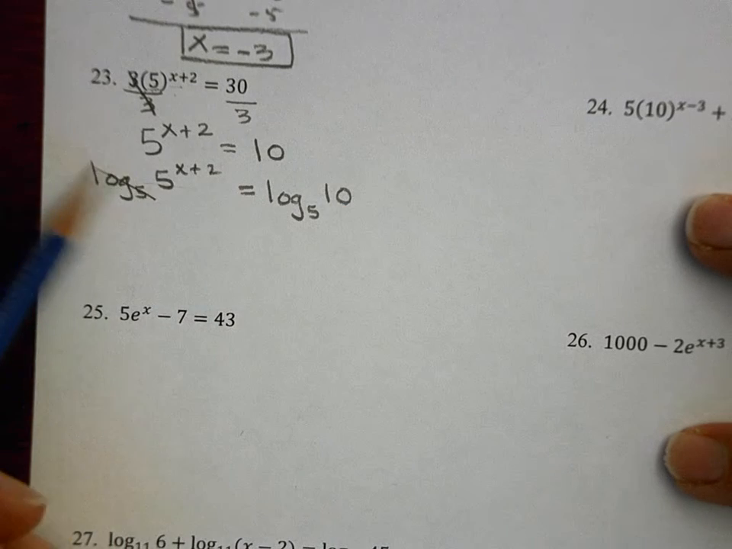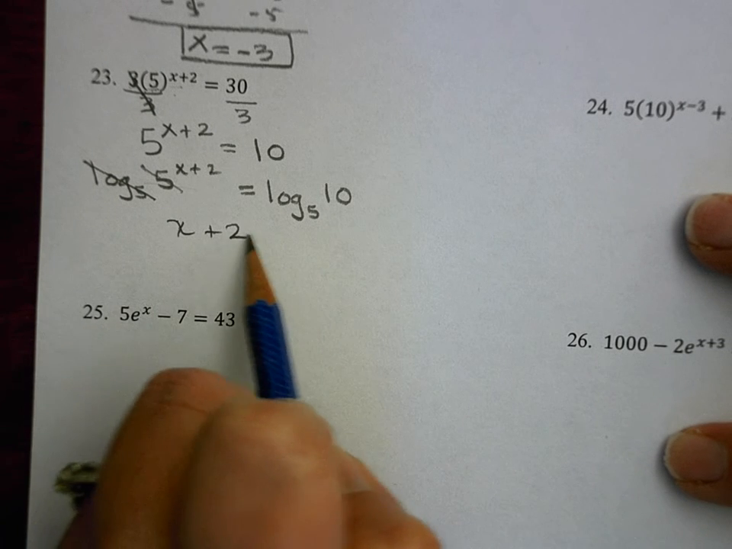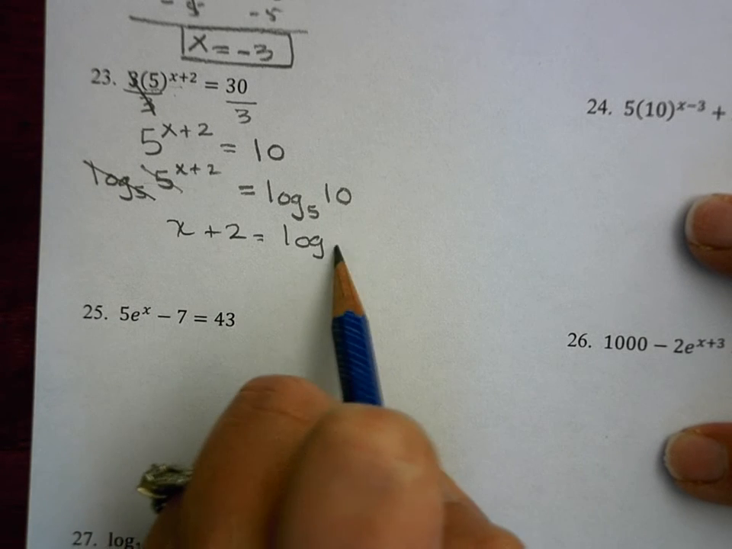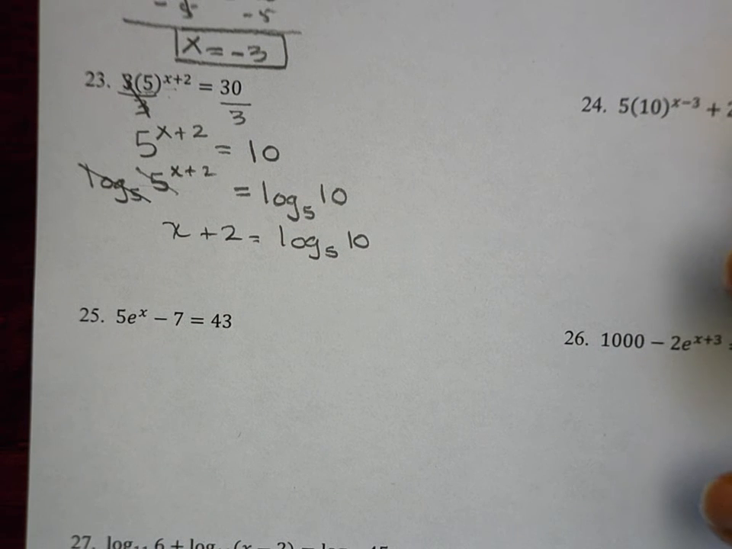And then over here, this will cancel because those are inverses of each other. And so then I have x plus 2 equals log base 5 of 10. And so I don't know what power of 5 will create a 10, right? So certainly not a whole number, like 5 to the first is 5, 5 squared is 25. So then I need to leave it like that.